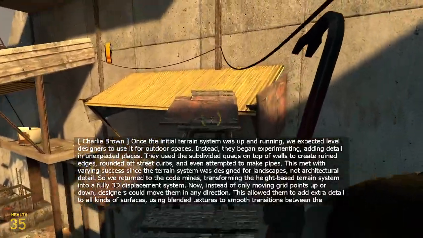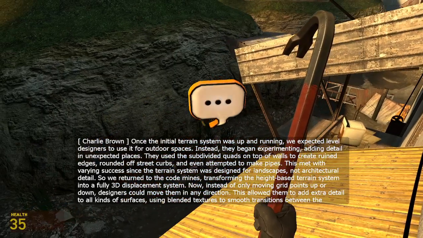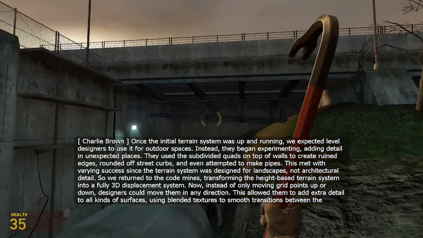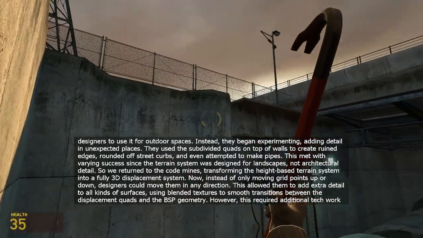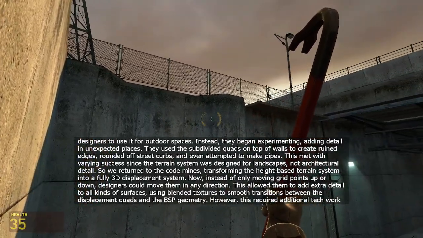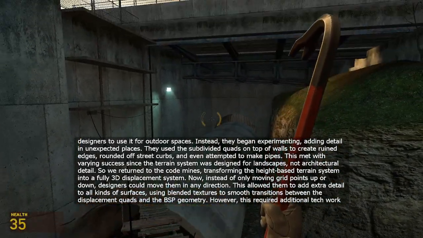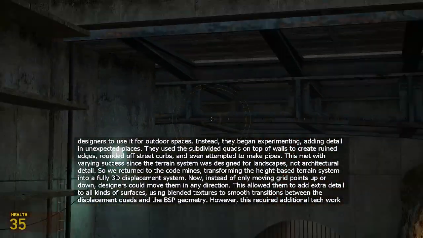Displacements 2. Once the initial terrain system was up and running, we expected level designers to use it for outdoor spaces. Instead, they began experimenting, adding detail in unexpected places. They used the subdivided quads on the top of walls to create ruined edges, rounded off street curbs, and even attempted to make pipes. This met with varying success since the terrain system was designed for landscapes, not architectural detail.